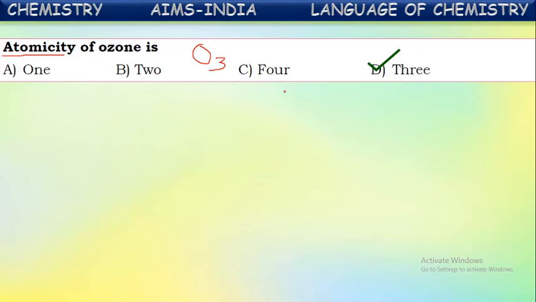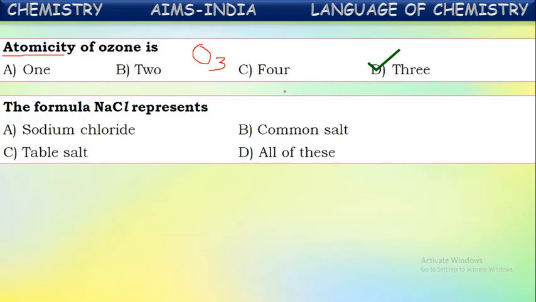The formula NaCl represents, I told you directly the name, sodium chloride. The formula NaCl represents sodium chloride. How do we say? This comes under the first type, binary compound, meaning the compound which contains one metal ion and non-metal ion. So these are called type 1 binary compounds.